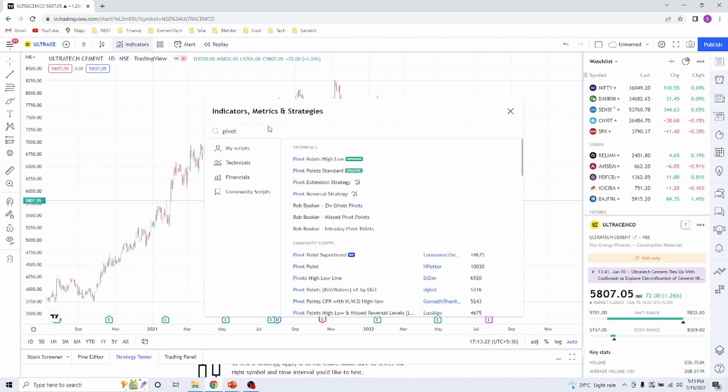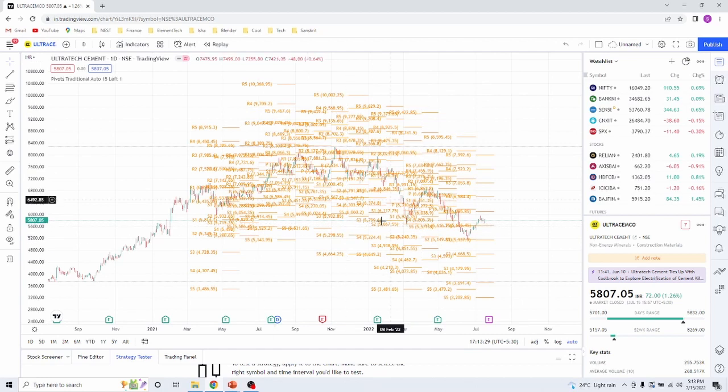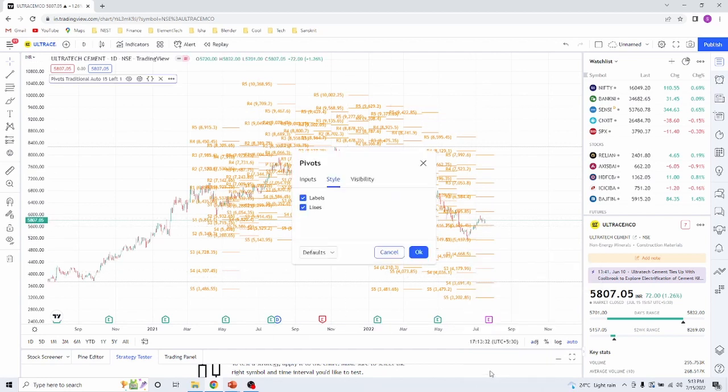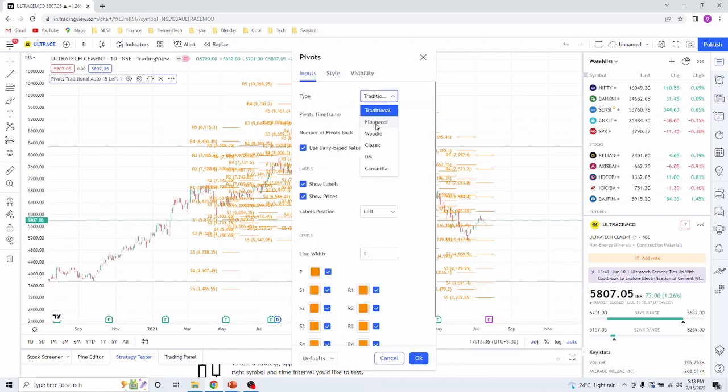If you just type for pivots and you select this Pivot Points Standard, right? First you'll get a lot of confusing things. So you just go to settings, inputs, and instead of traditional, choose Fibonacci.